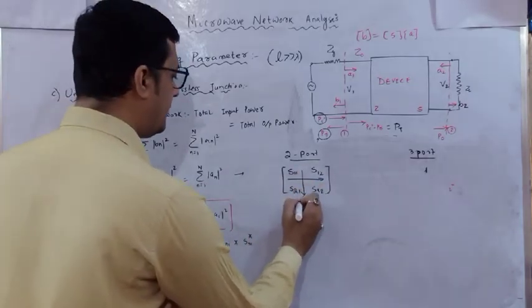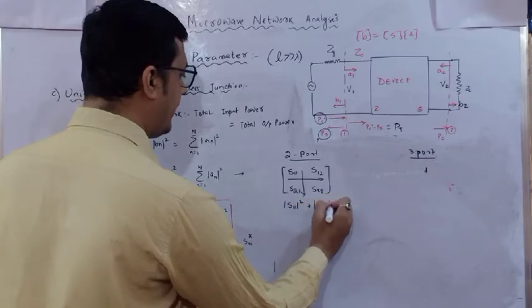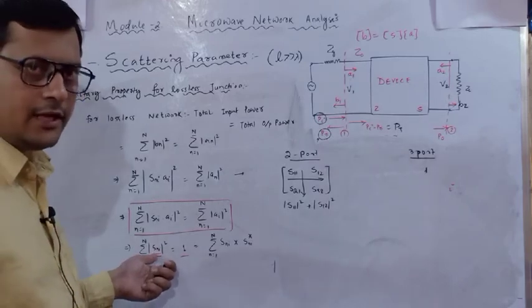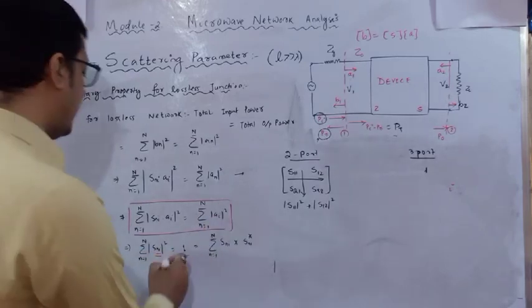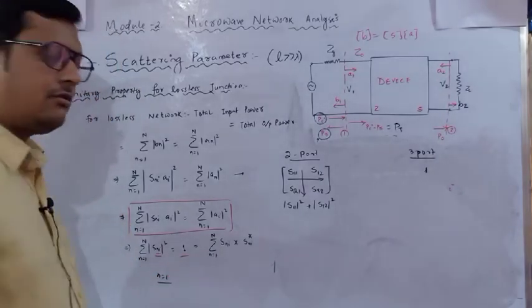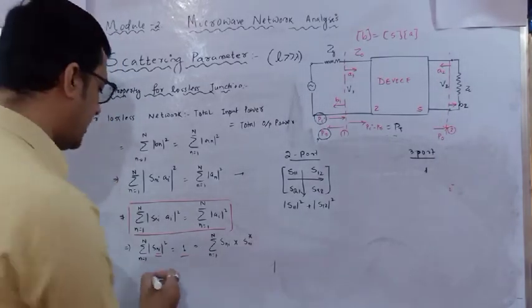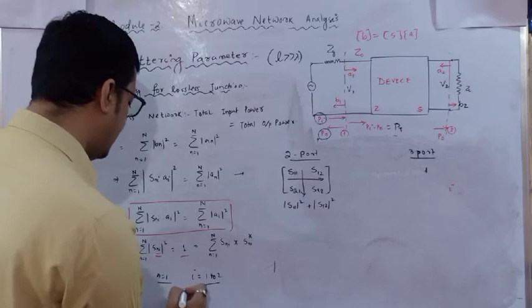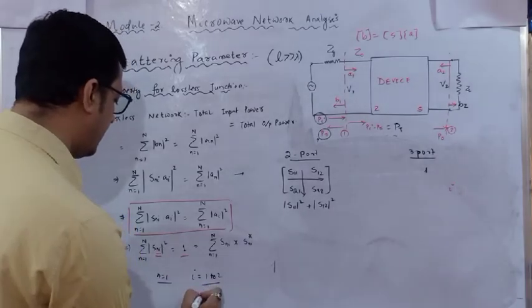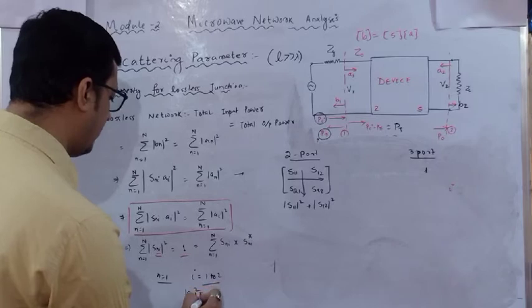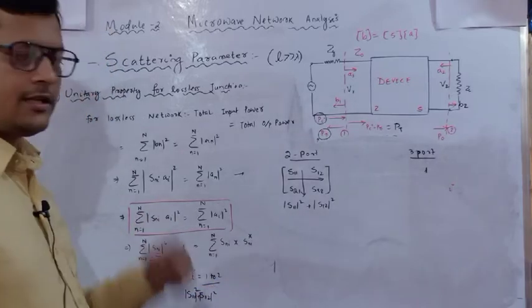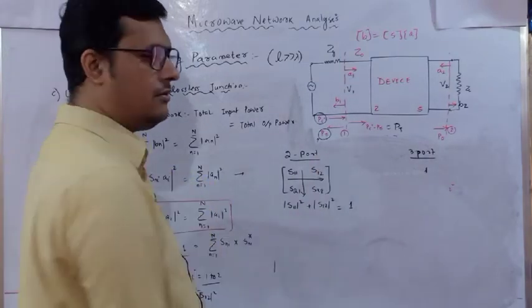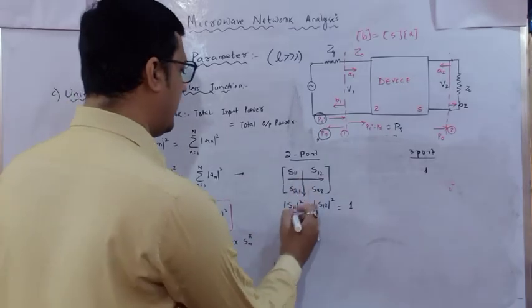Mod of S11 square, mod of S12 square. Now here the nth port is there. In place of n, substitute 1. And if it is a 2-port network, your i value will be 1 to 2. So that means what will I get? First 1 1, then 1 2. So mod square, and this is mod square, if I am going with respect to the row. So this is the first case, and this must be equal to 1. This is with respect to the row I am considering.